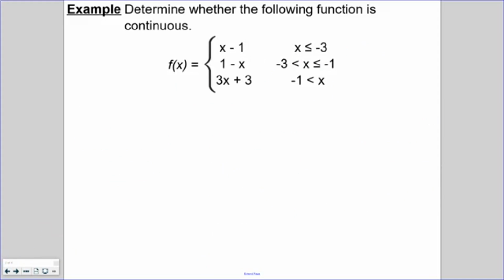Alright, so in this example, we want to do the same thing. We want to determine whether or not our piecewise function is continuous. And this particular piecewise function is a little bit different because there are three pieces. But the process is the same.